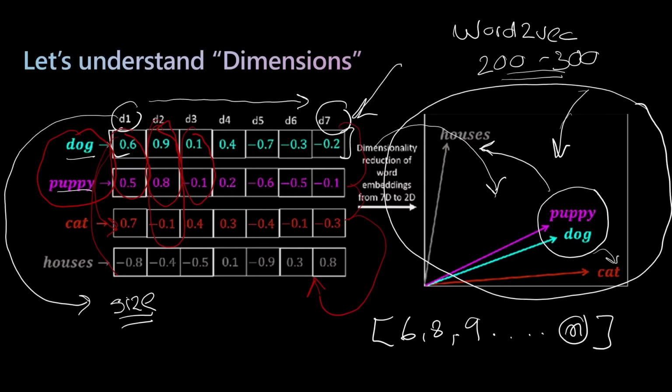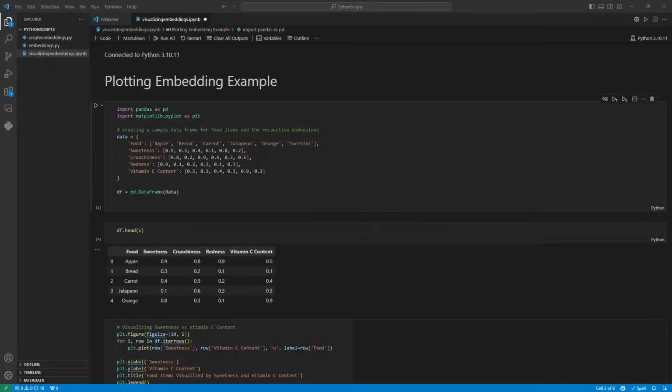And I think with this, let's head on over to our Python environment and see how we can actually visualize and have a better understanding of what these dimensions are. So let's see how we can actually visualize what embeddings look like on different dimensional spaces.